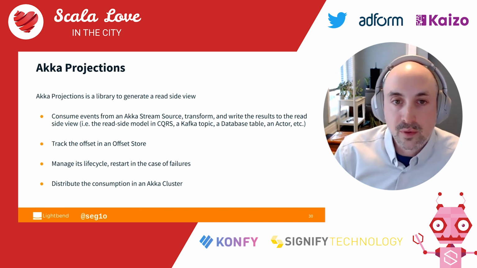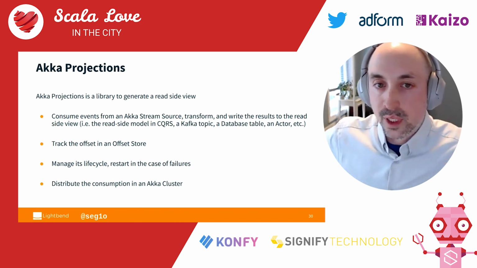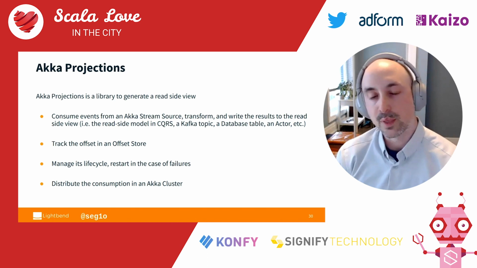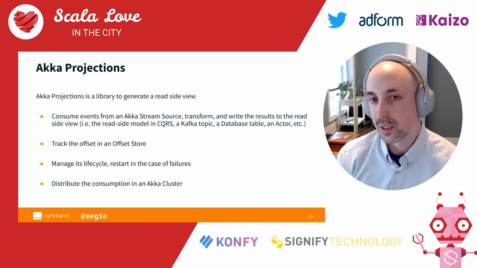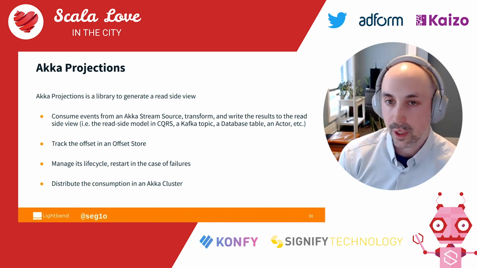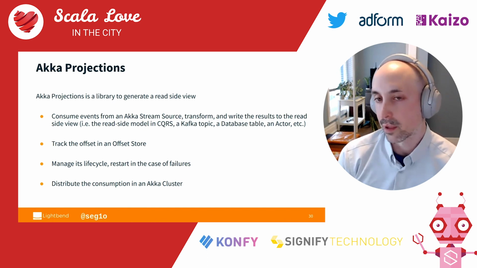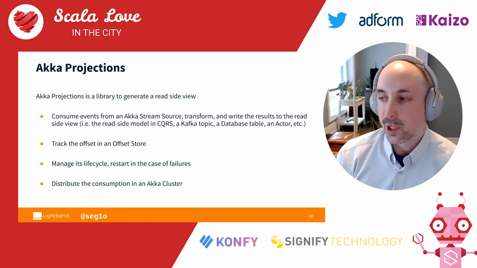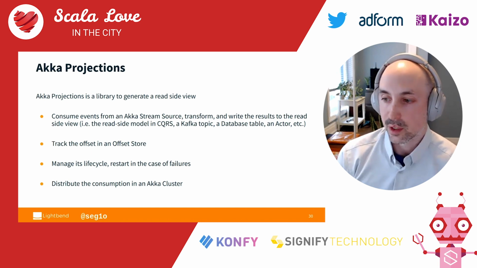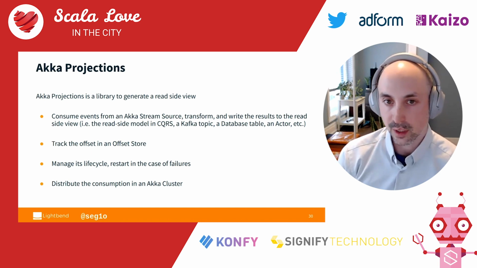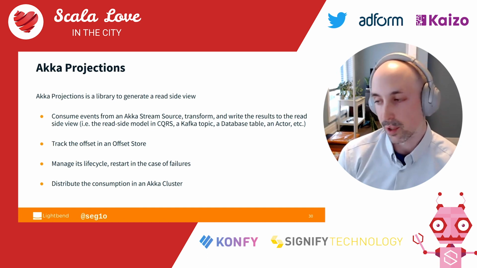So projections will take an Akka streams source input. So this could be an Akka persistence events by tag query, or it could be an Alpakka Kafka consumer source. It doesn't matter. And then we can distribute these projections to scale up its processing across different cluster nodes.